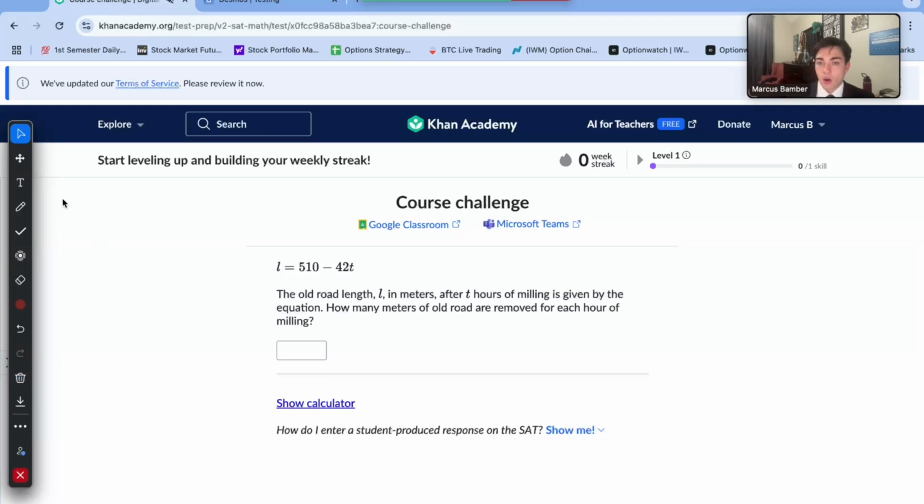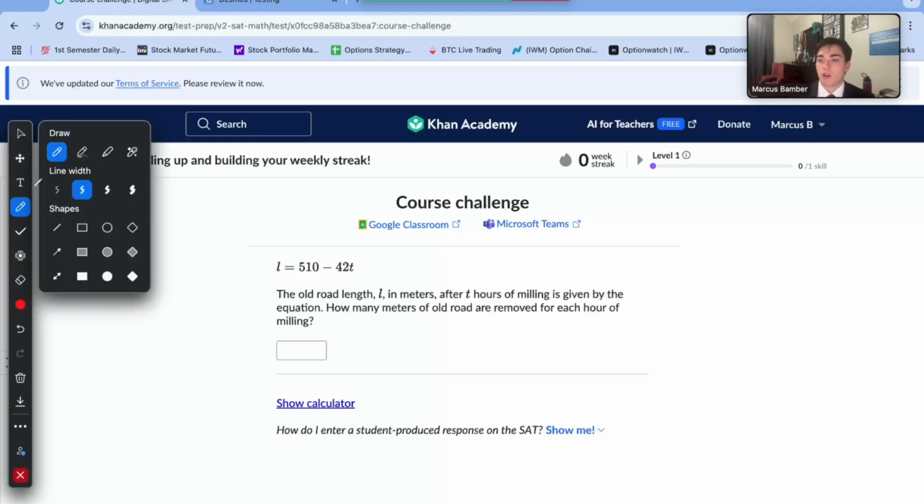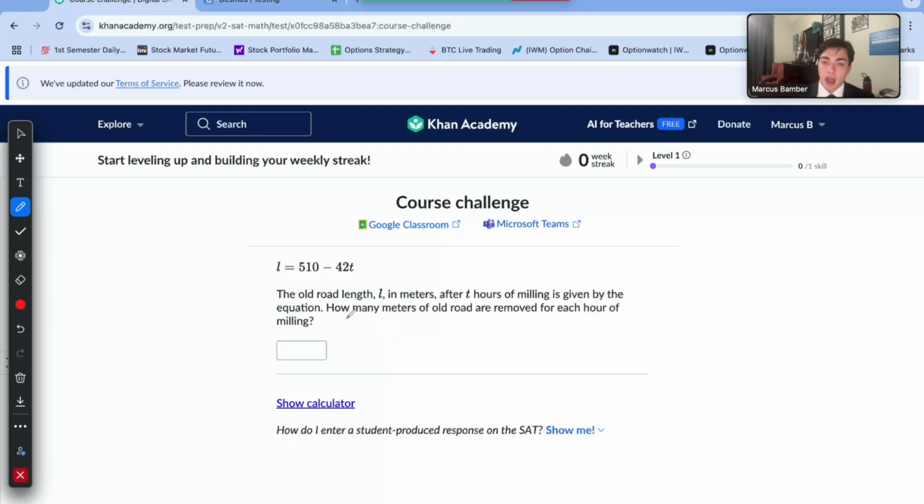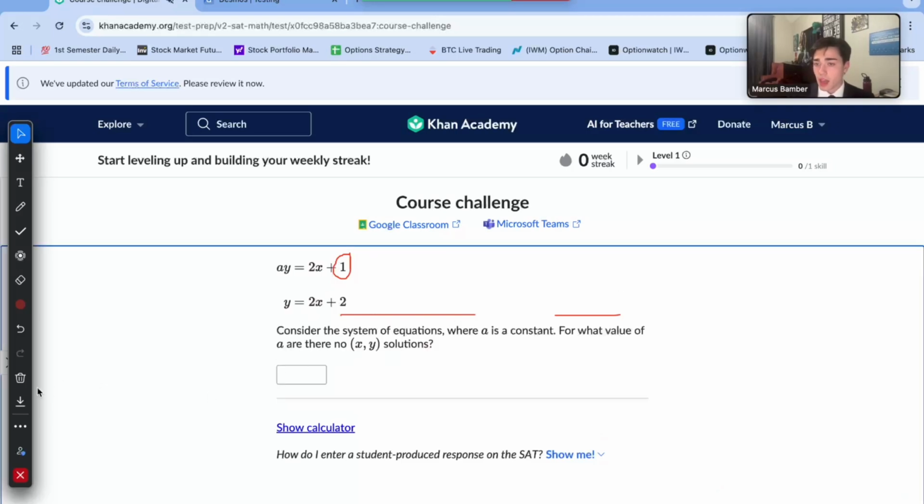Okay, the old road length, L in meters, and T hours of milling is given by the equation. How many meters of old road are removed for each hour of milling? How many meters removed for each hour? It's looking for the slope. What is the slope? It's the value that's next to the variable, or 42. Removing is why it's being subtracted. So 42 is the answer here. Very simple. Okay, on to the next.